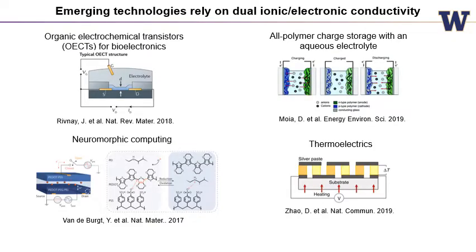One of the main motivations for this work is that many different technologies rely on what we call organic mixed conductors. These are materials that can transport both electrons and ions. They've been used a lot in bioelectronics applications, for instance as organic electrochemical transistors, which I'll talk about a bit more. Also, in all polymer charge storage with an aqueous electrolyte, they have the advantage of being very fast to charge and discharge, and in other applications including neuromorphic computing and thermoelectrics.